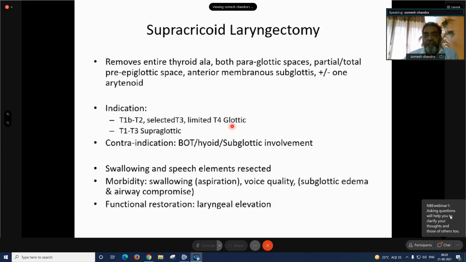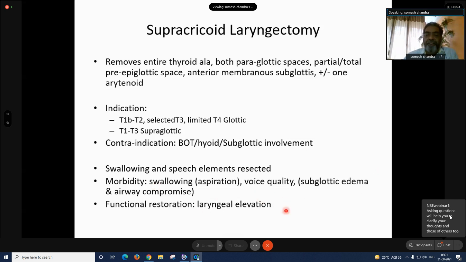We are removing the entire thyroid cartilage, so cartilage invasion is not a contraindication. And T1 to T3 supraglottic. Contraindication is based on the superior part of the thyroid which we have preserved, and subglottic involvement, because then we cannot preserve the required structures. So here we are disturbing both the swallowing and speech elements, and therefore the morbidity is aspiration, the voice quality, and sometimes subglottic edema, which we discussed, and airway compromise.